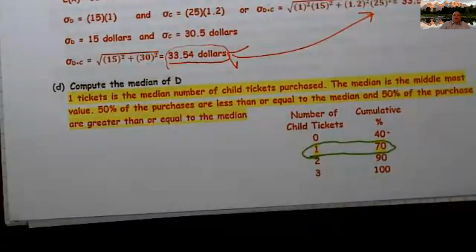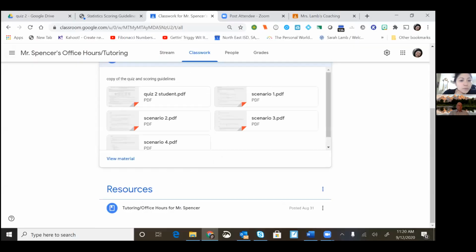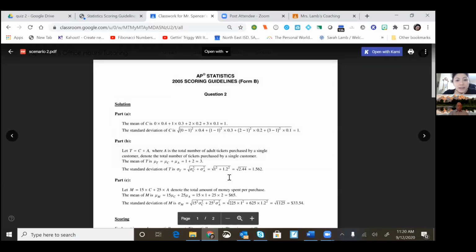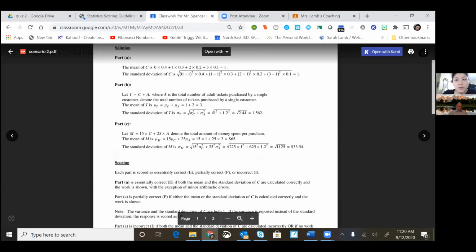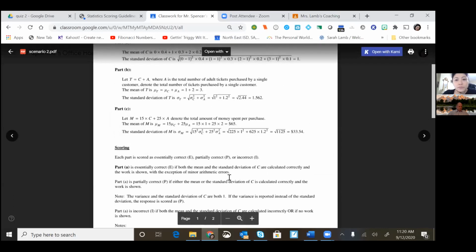So someone asked, and I have not paused the recording, but I am going to pause the recording. We are now talking about scenario 2 PDF. So here's your official College Board scoring guideline for this problem.